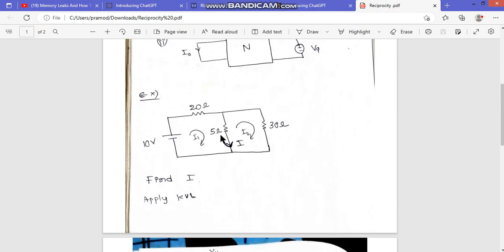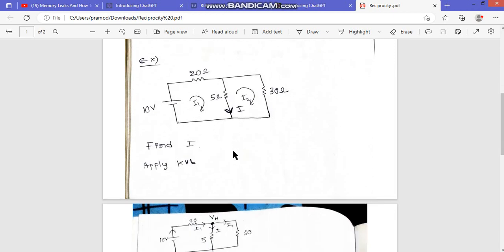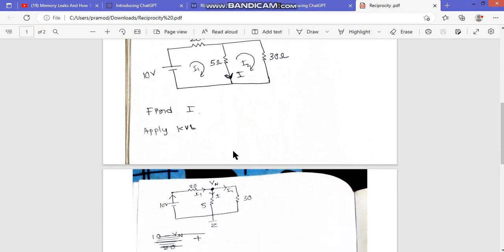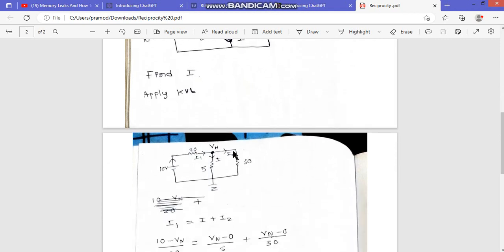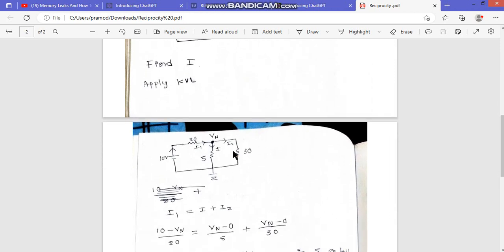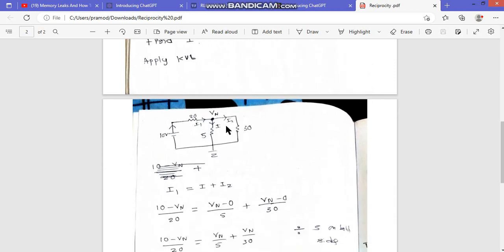Here, what is the excitation? 10 volts, right? This is your excitation. And what is the response? This current I. So can you calculate this I? You can apply any method, mesh, KVL, KCL, anything you want. I have applied nodal analysis for calculating this I.